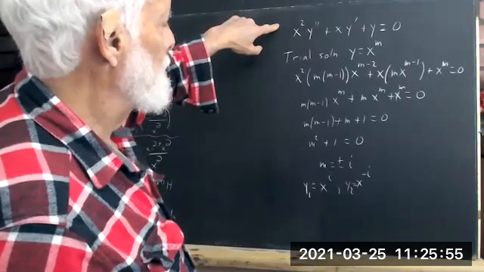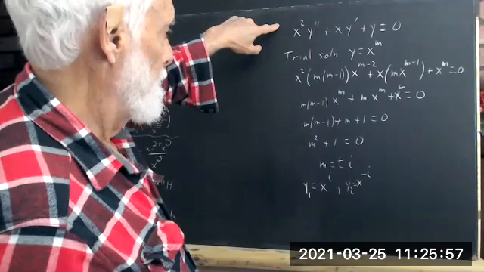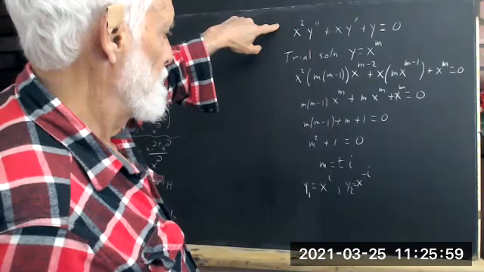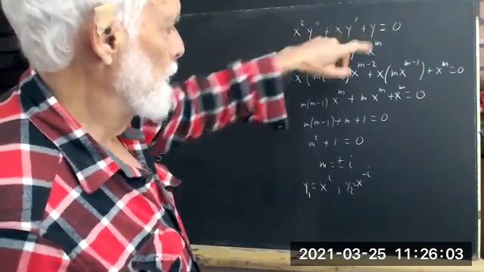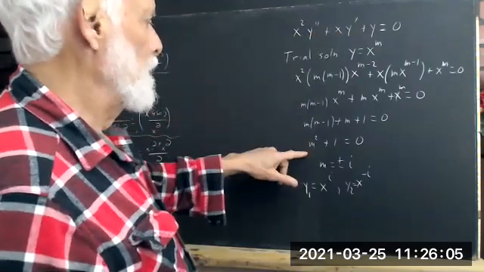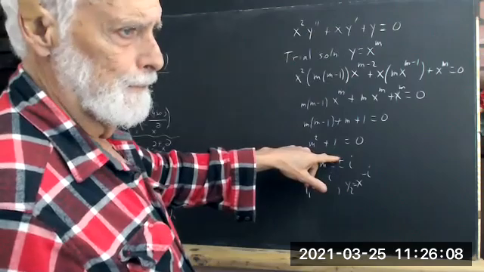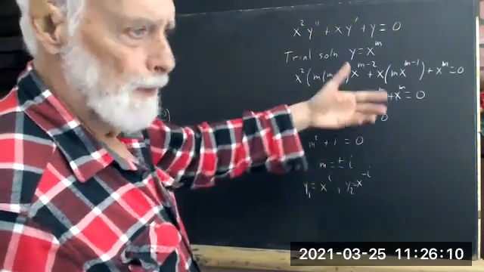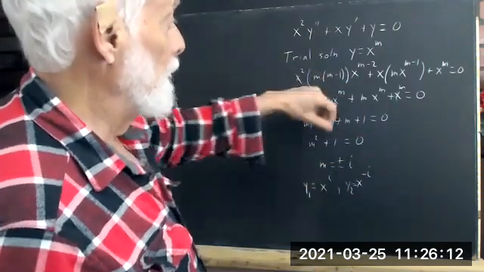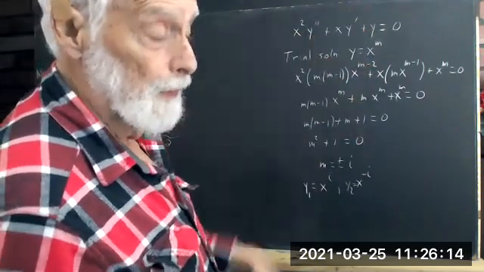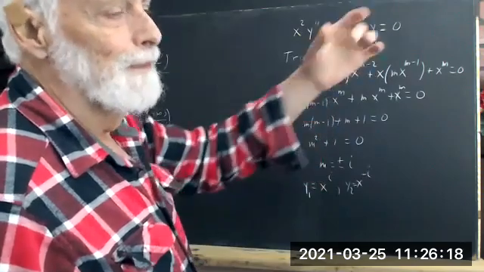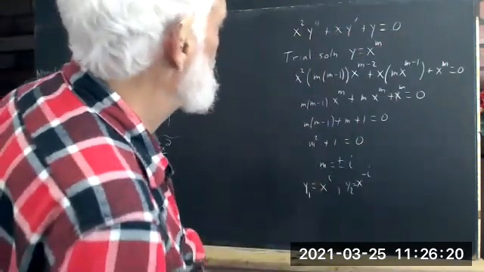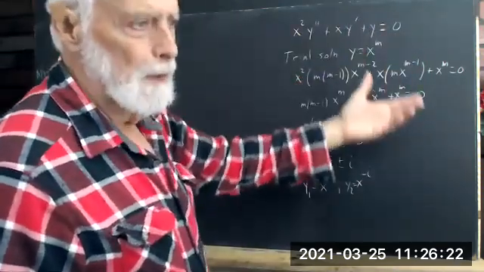If I had a negative y here, then I'd have m squared minus 1, and m would be plus or minus 1. So my solutions would be either x to the 1 or x to the minus 1. So your solution set would be the set x, 1 over x. If I have a repeated root, well, then we have to deal with that.